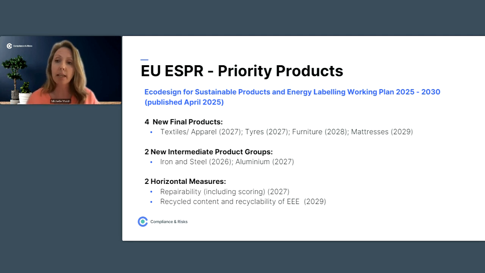And the plan does say that there will be a preparatory study launched soon to define the product scope of these products. So if you are a manufacturer of consumer electronics or small household appliances, it's one to really look at. The other one is a recycled content and recyclability regulation for EEE. This is expected to be adopted in 2029. Again, it will be a horizontal measure which will cover numerous electronic product groups together.